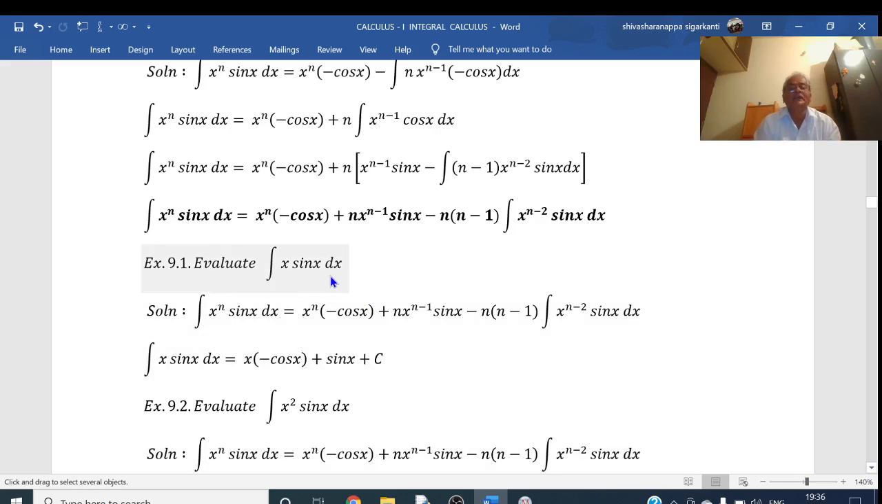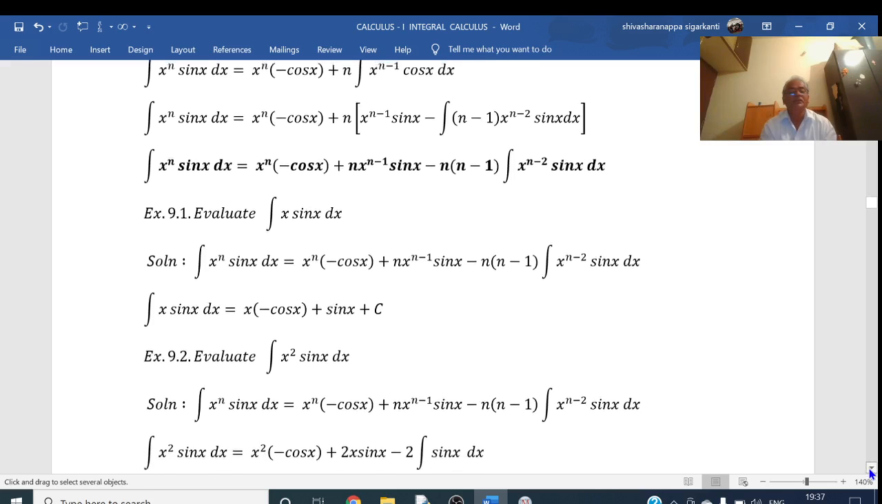Evaluate the integral of x sin x dx. What is the value of n here? n equals 1. Put n equal to 1. Then we get x to the power of 1, which is x, into minus cos x, plus 1 into x raised to 0, which is 1, into sin x, and this becomes 0 because I am taking n equal to 1 here. So that is x into minus cos x plus sin x plus c. This is the integration of x sin x.